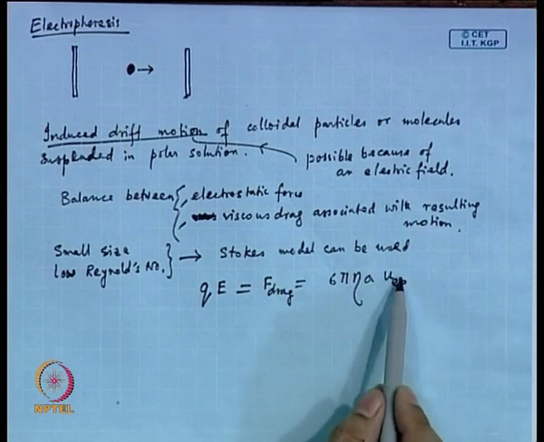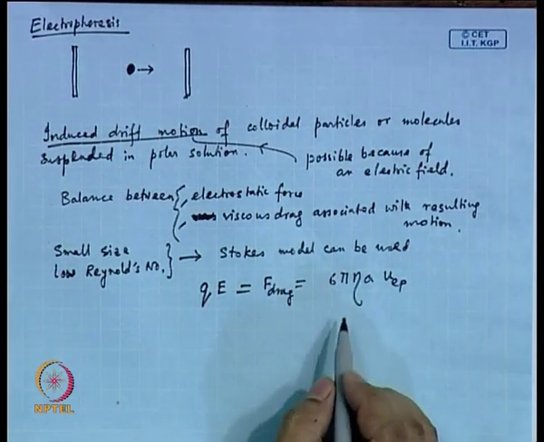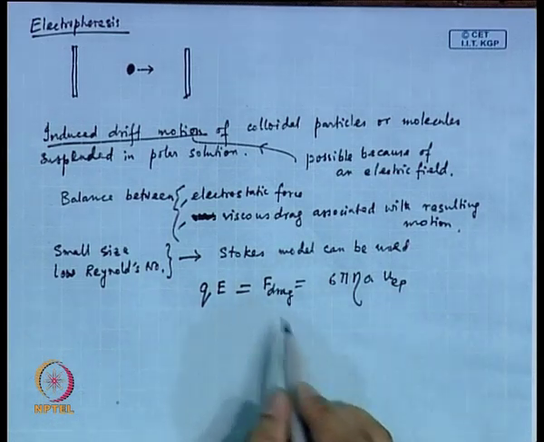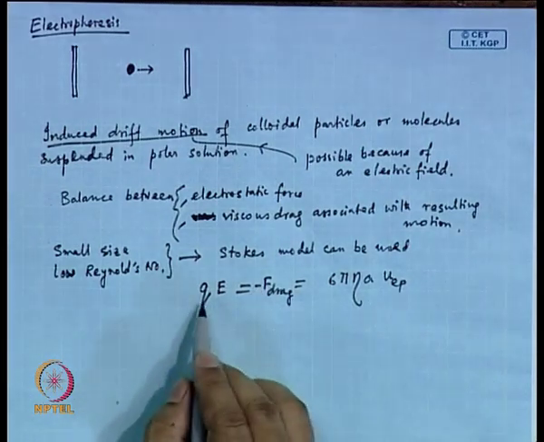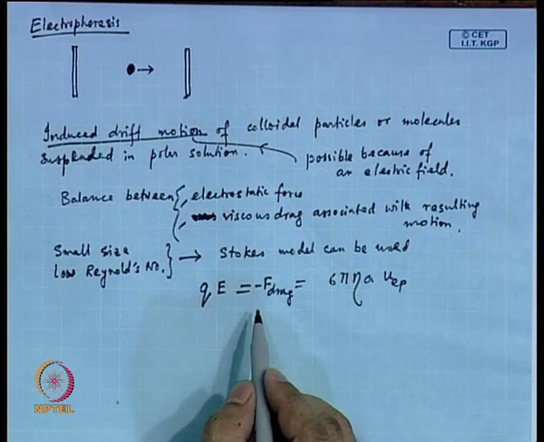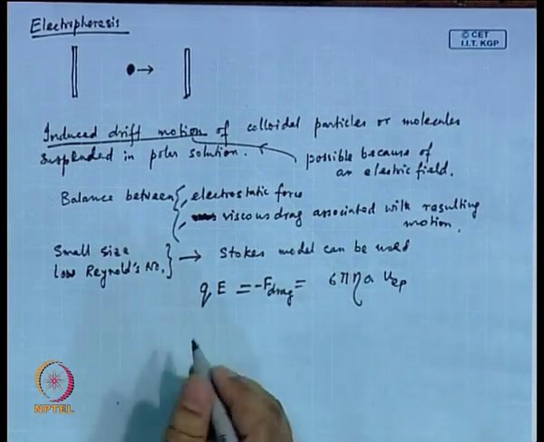So this is the definition for drag, and as a matter of fact, this should be equal to minus F drag. The sum of these two forces is equal to 0. So qE is equal to minus F drag, which is equal to this quantity.